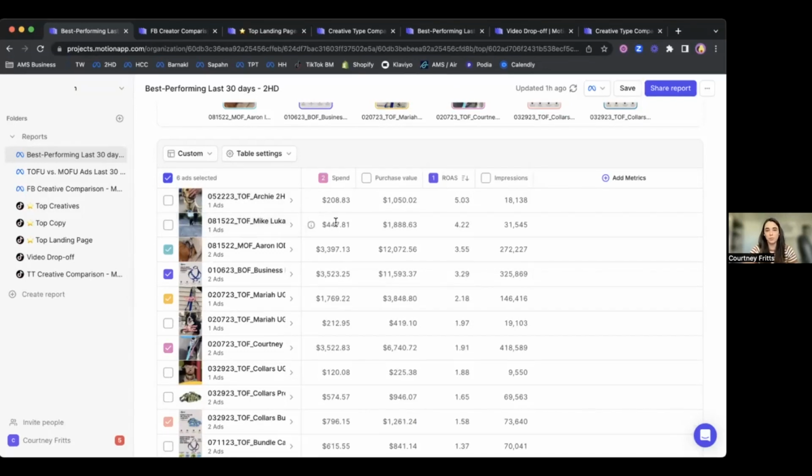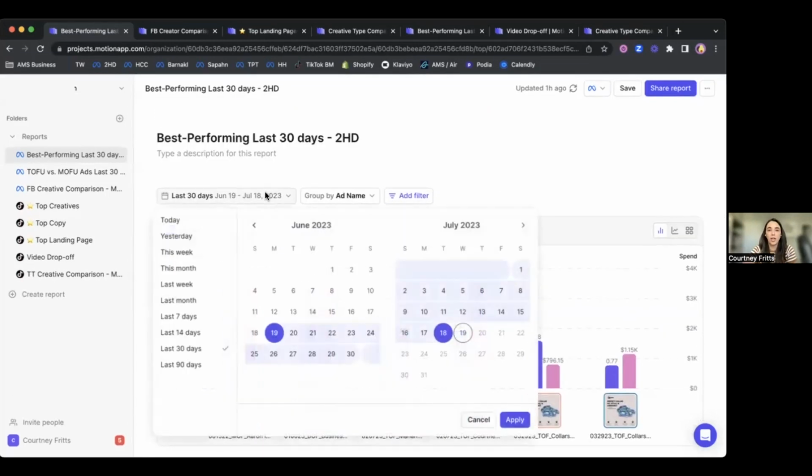Same thing with this one. Hasn't spent that much, has a good ROAS. So this is just super macro for decision making. And right now it's last 30 days. I could look at, as macro, as micro as today, yesterday, this week, this month, that type of thing.